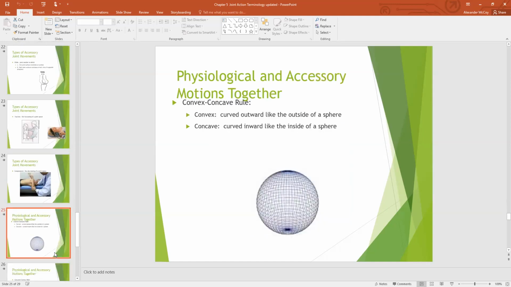Whew, all right, hopefully your brain's not wondering what year it is. If that is you, don't worry, go back, watch this again, go watch those YouTube videos. Convex concave rule.